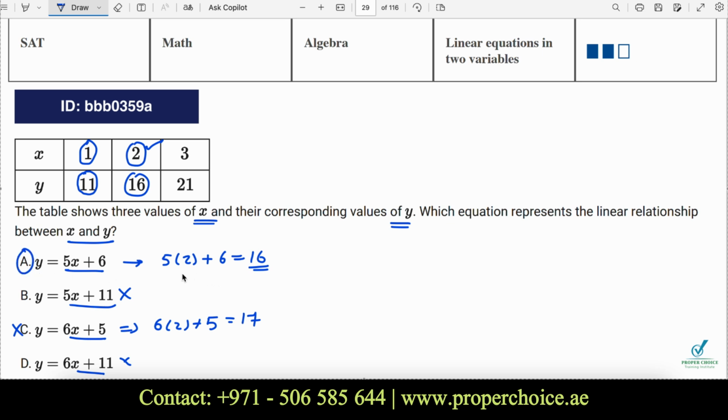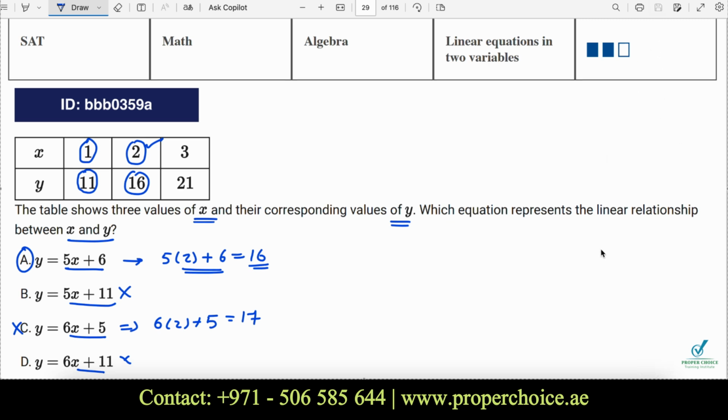Anyway, here only one answer is true, but sometimes there may be multiple answers true for some values, so it is better to check. So we confirm A is the right answer to this.